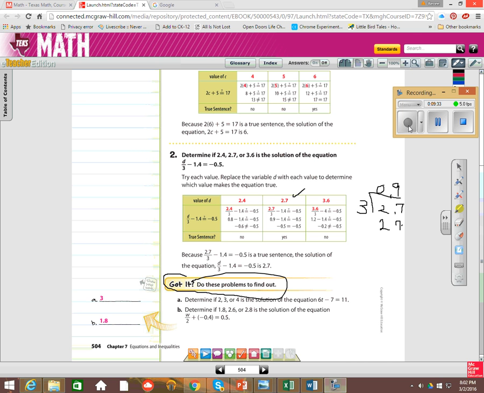So you have on the screen that the solution for A was 3, because 3 times 2 is 6 minus 7 gives you 11. So that was the solution. And for B, the solution was 1.8. When you plugged in 1.8 plus a negative 0.4, you get 0.5. Now I will do this step by step. If you need it, send me a message on Edmodo or ask me during class. We're going to move on to the next page.